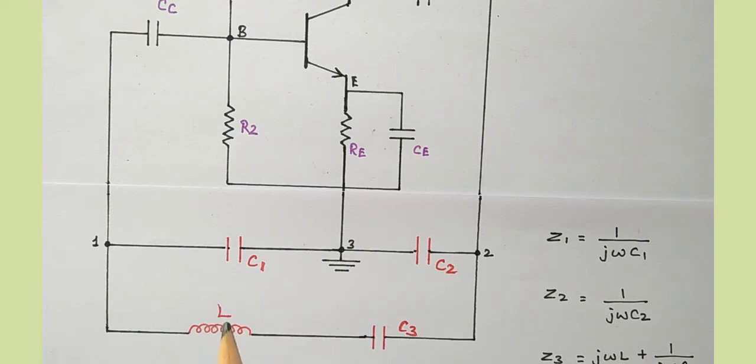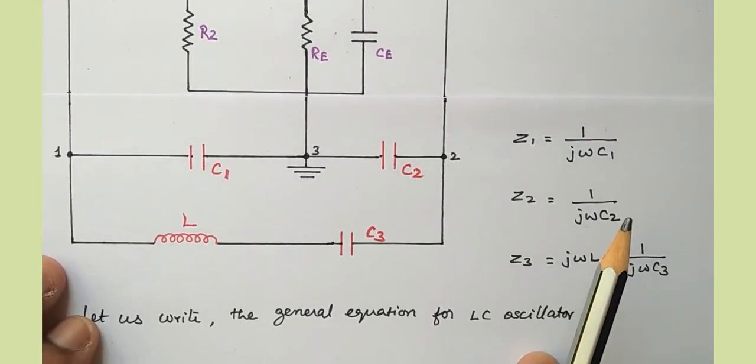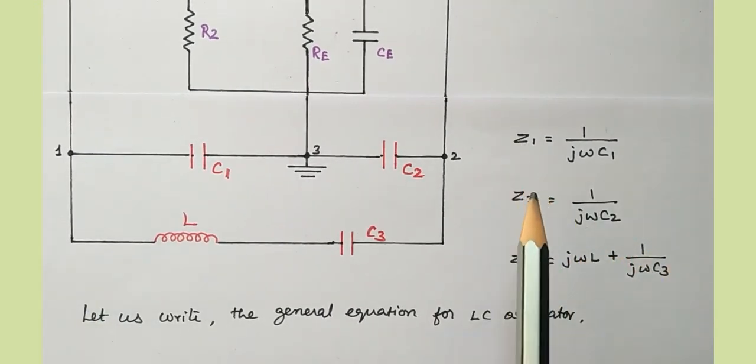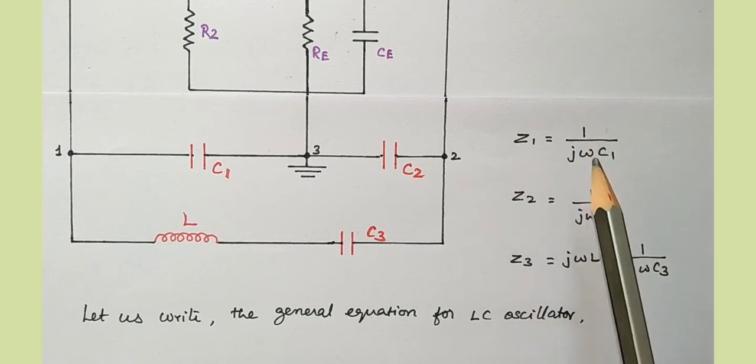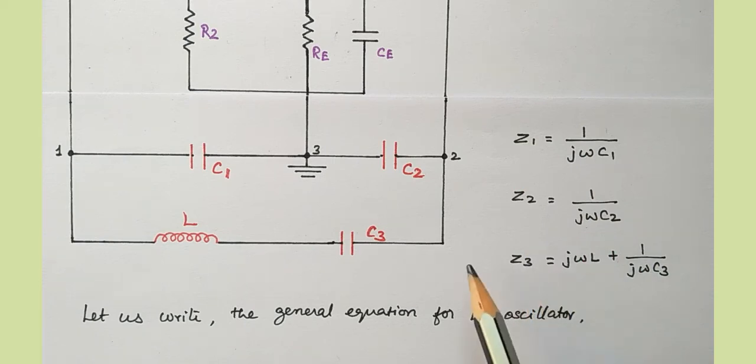reactance, we are going to connect two components, the series combination of L and C3. In Colpitts, we have only an inductor in this area, but we are going to add one more capacitor in series combination with the inductor. Due to this, the reactances will be changed. So Z1 is 1 by j omega C1, and Z2 is 1 by j omega C2. But Z3 differs compared to the Colpitts oscillator by including the 1 by j omega C3 here. So Z3 becomes j omega L plus 1 by j omega C3.